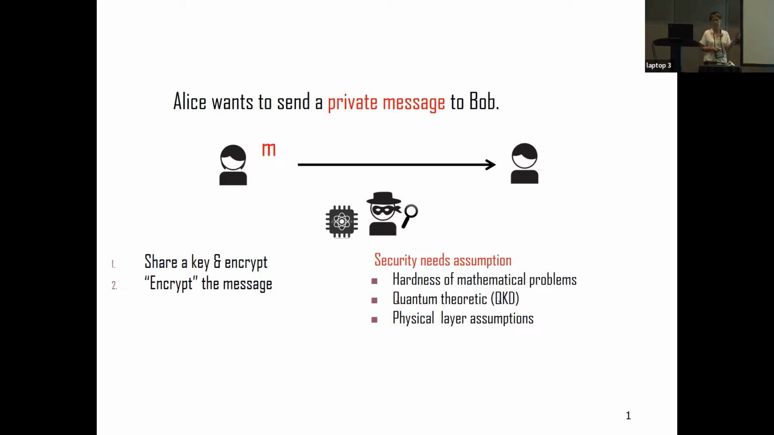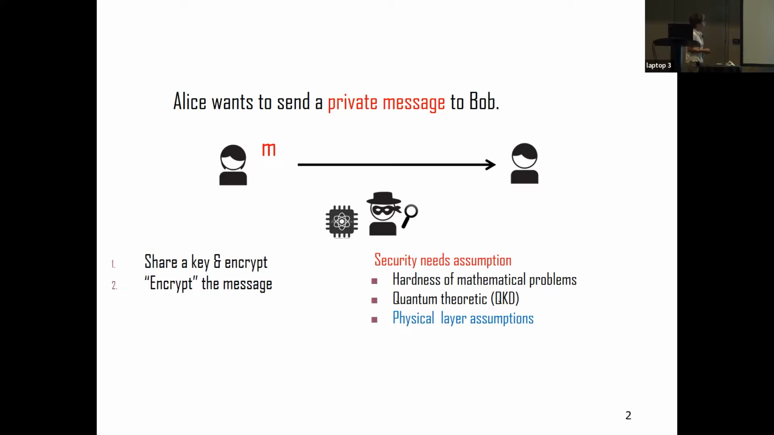This is what is very familiar to us. And now we are having all these assumptions that, at the moment, do not have any efficient solution. Quantum computers, we can use those. Or we can use quantum theoretic assumptions, things like QKD, and that gives us secure communication. And finally, we have physical layer assumptions. In this talk, the focus is going to be on a model that uses physical layer assumptions.